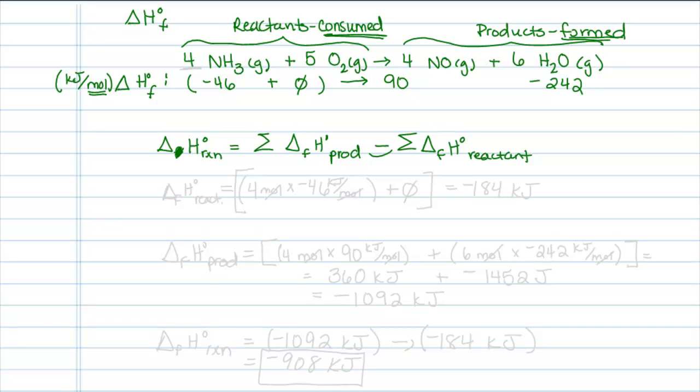So first, let's sum up the reactants. Now remember, this amount of negative 46 kilojoules is per mole. How many moles do we have? Well, according to this equation, we have 4 moles. So if I have 4 moles of NH3 gas, and I multiply that by negative 46 kilojoules per mole, my moles will cancel. And then oxygen, it doesn't matter how many moles we have because that's zero. So that's going to give us the sum of the reactants.